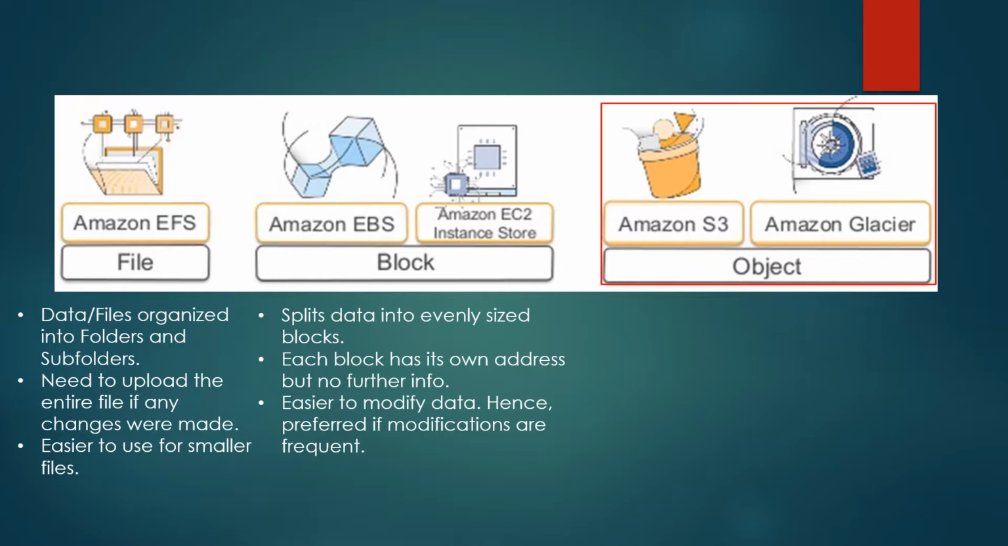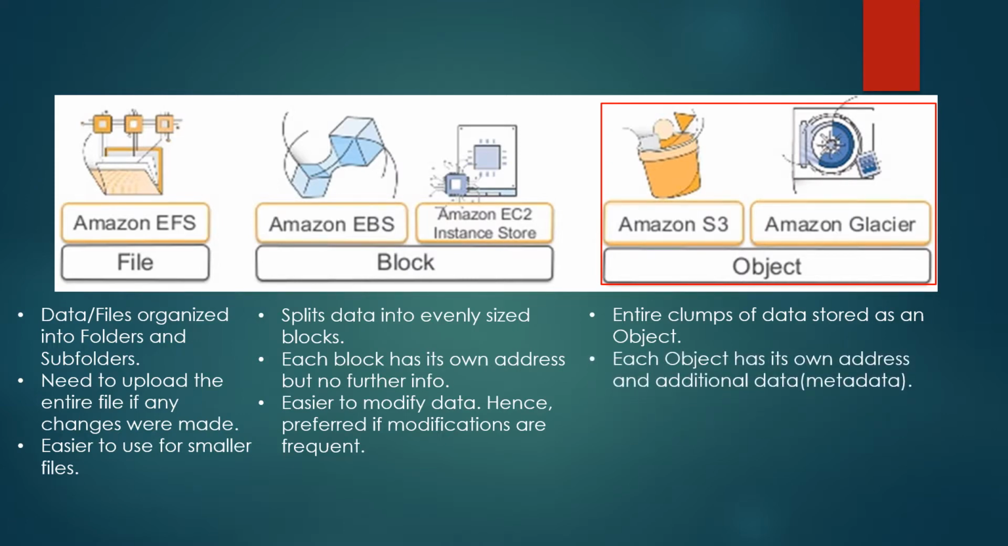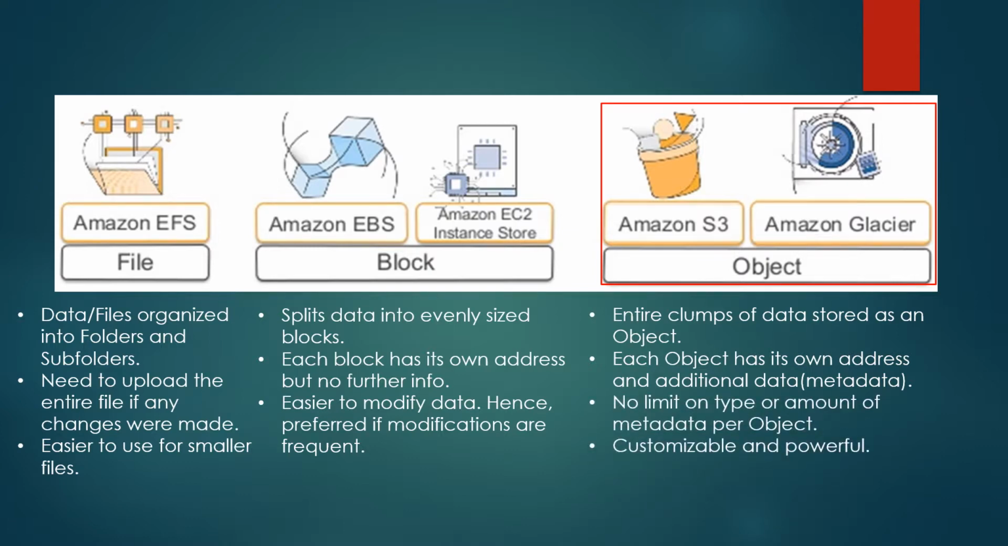Now let us look into the final one. The object storage stores entire clumps of data as an object, which contains the data, metadata, and a unique identifier. There is no limit in the type or amount of metadata that can be stored for this specific object. This makes object storage powerful and customizable. Amazon currently offers Amazon S3 as an object storage service, which works through a web interface. It also offers Amazon S3 Glacier for the files that are infrequently used. This is generally used for archiving purpose.